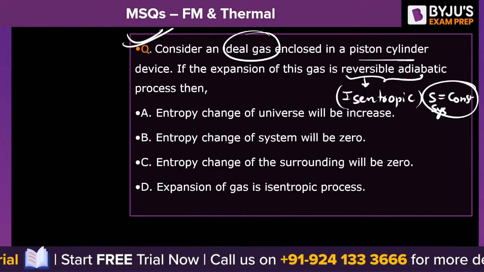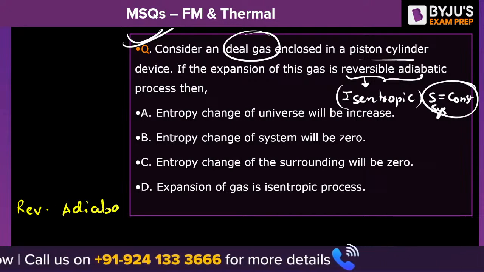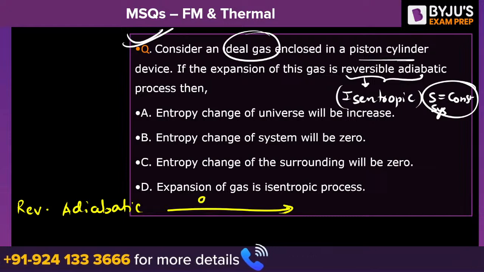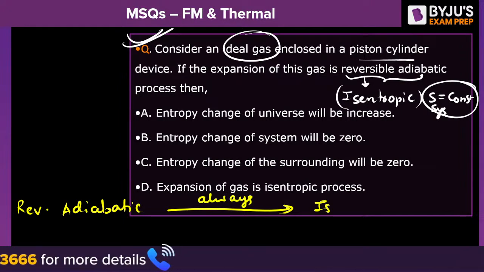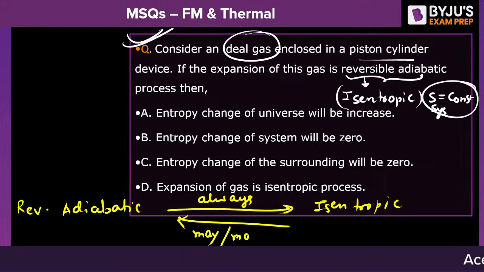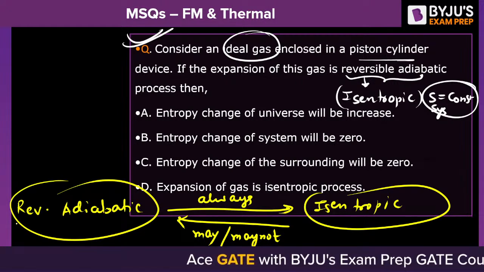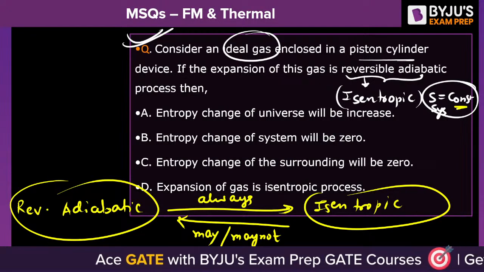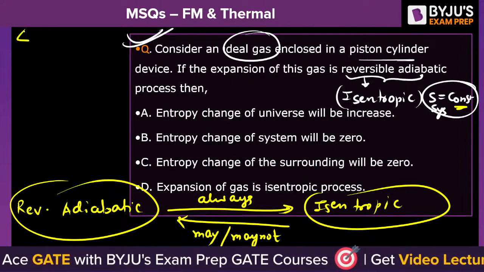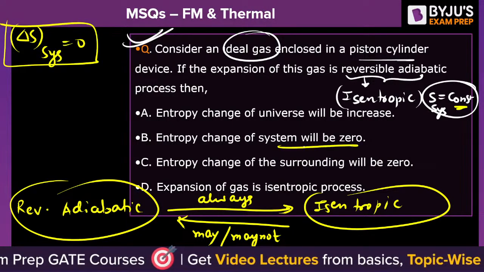Have you heard this statement? Reversible adiabatic is always isentropic, but an isentropic process may or may not be reversible adiabatic. It means the entropy of the system remains constant. So entropy change for the system will be equal to 0 for a reversible adiabatic.